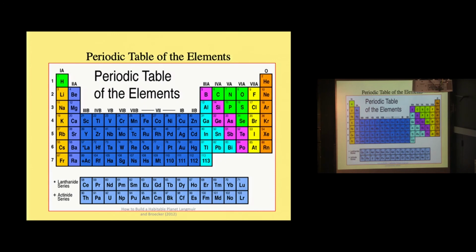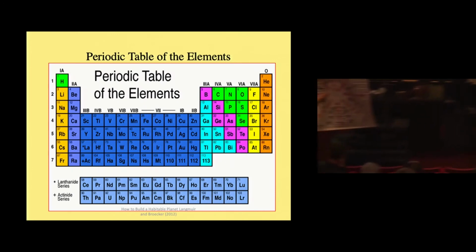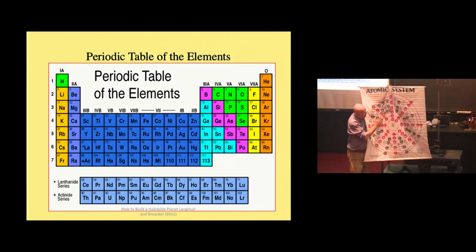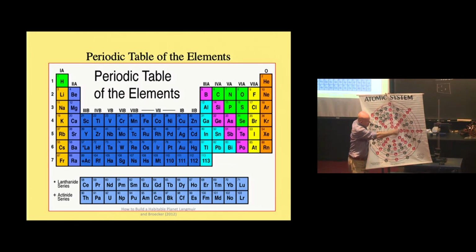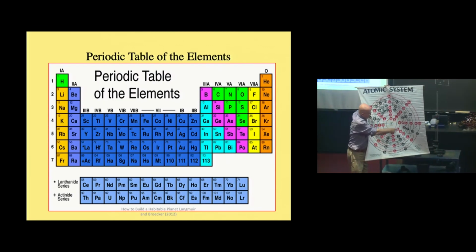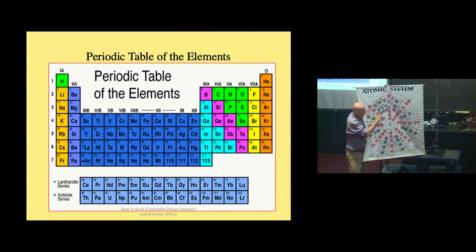So he made this one. Pretty cool, huh? So you have the inner shell. You have 2 electrons. That's hydrogen and helium. And then you have your next shell where you have 8. That makes all these elements. And you can go around on this line as you go up in atomic number. And then when you get out here, you start adding electrons to the inner shells. That makes these transition metals.